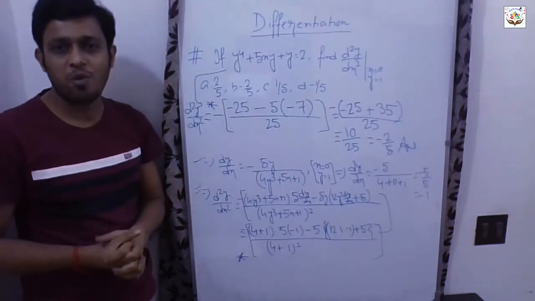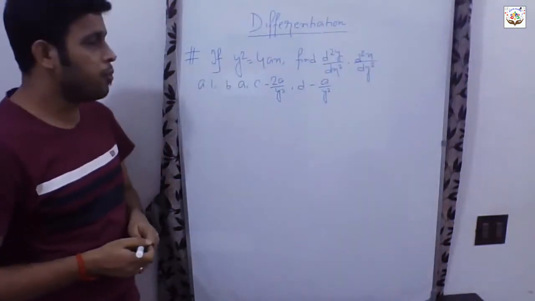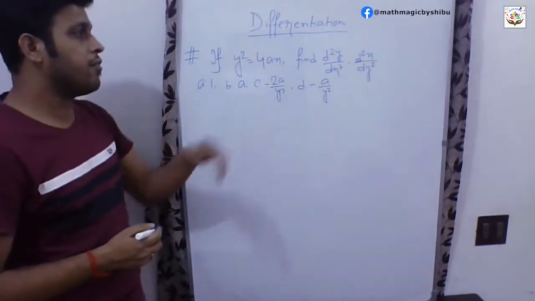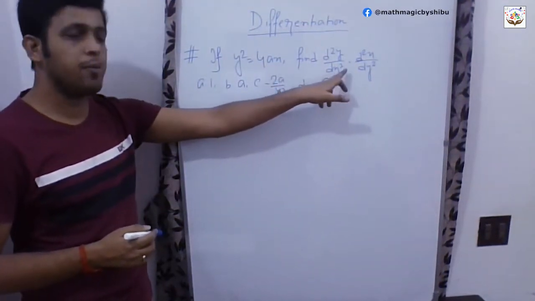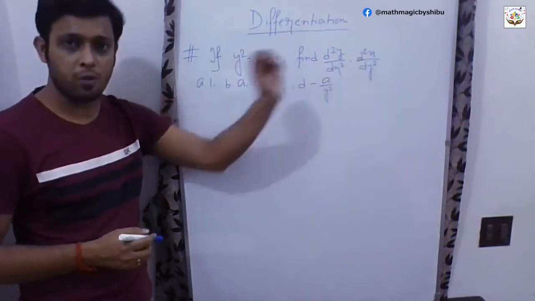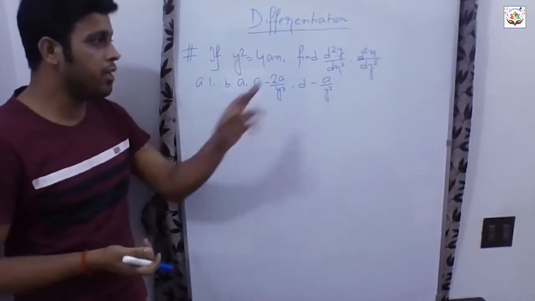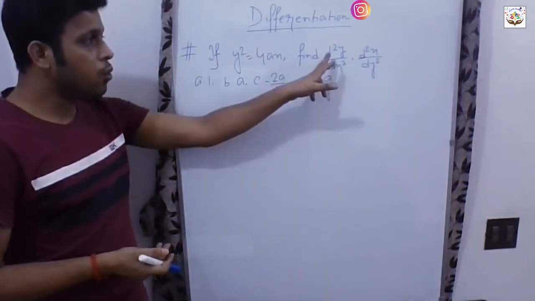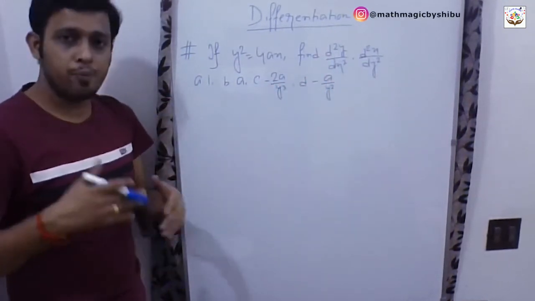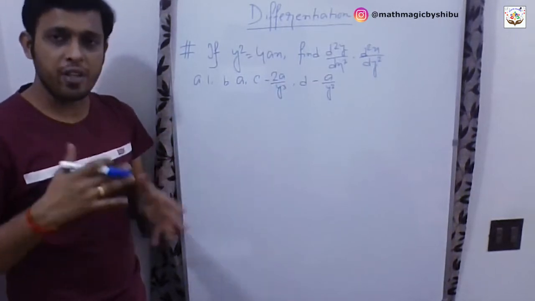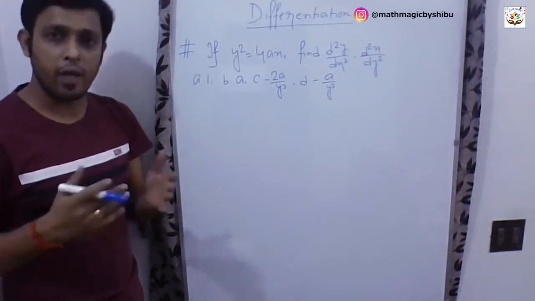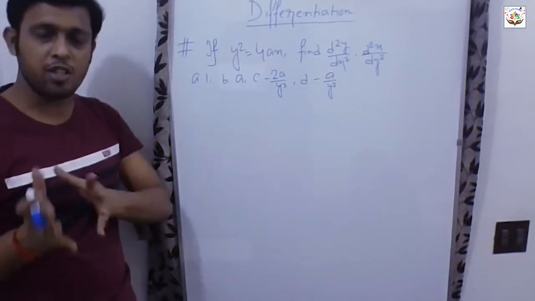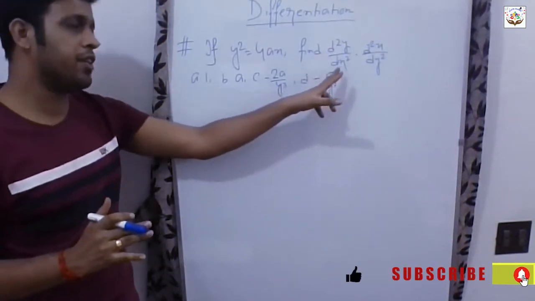So we'll move on to the next problem now. In this problem we have, if y square equals to 4x, then we need to find the value of d2y by dx square multiplied by d2x by dy square. What is the difference between d2y by dx square and d2x by dy square? d2y by dx square means when a particular function is differentiated twice with respect to x.